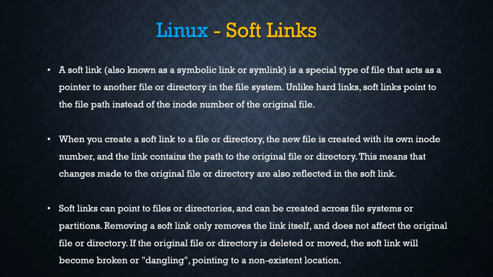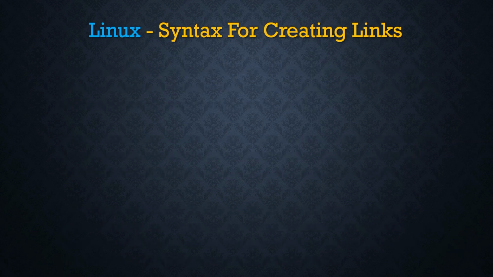Soft links can point to files or directories and can be created across file systems or partitions. Removing a soft link only removes the link itself and does not affect the original file or directory. If the original file or directory is deleted or moved, the soft link will become broken or dangling, pointing to a non-existing location. Now let me show you the basic syntax for creating links.